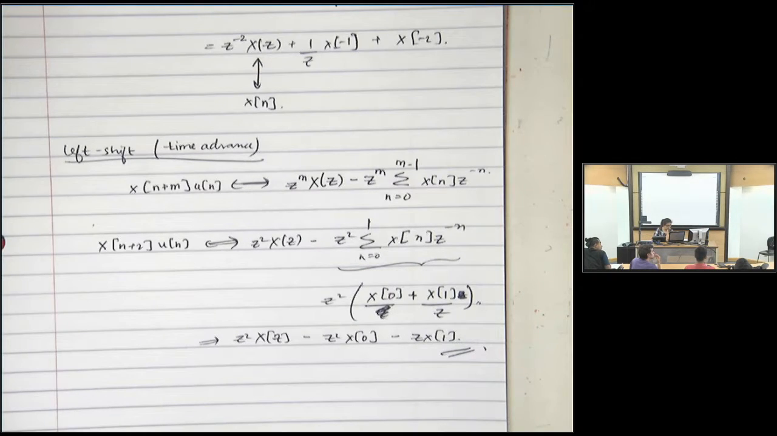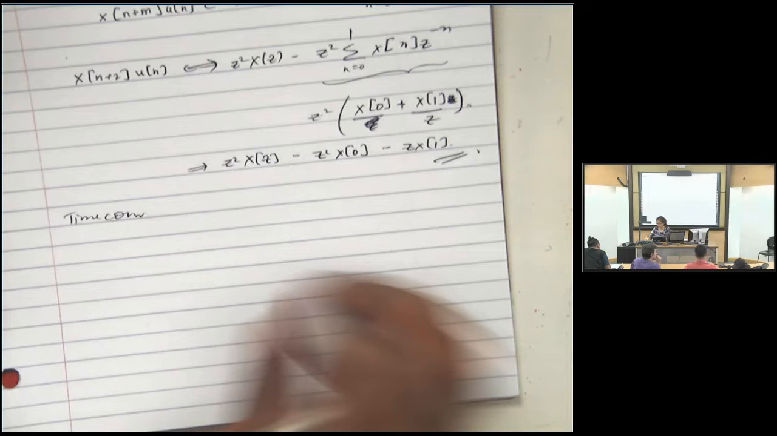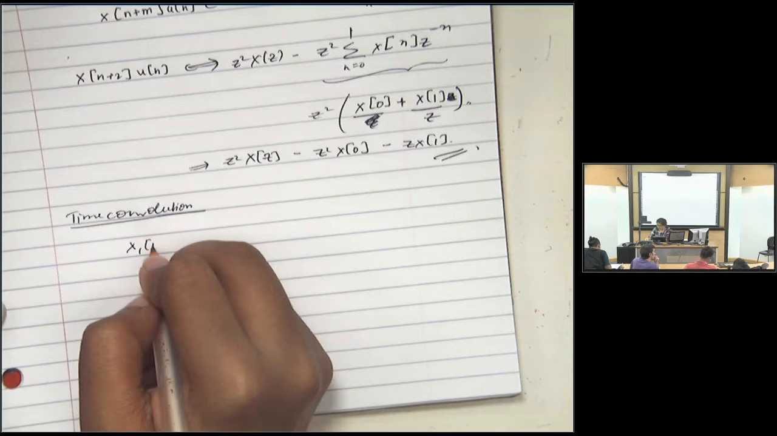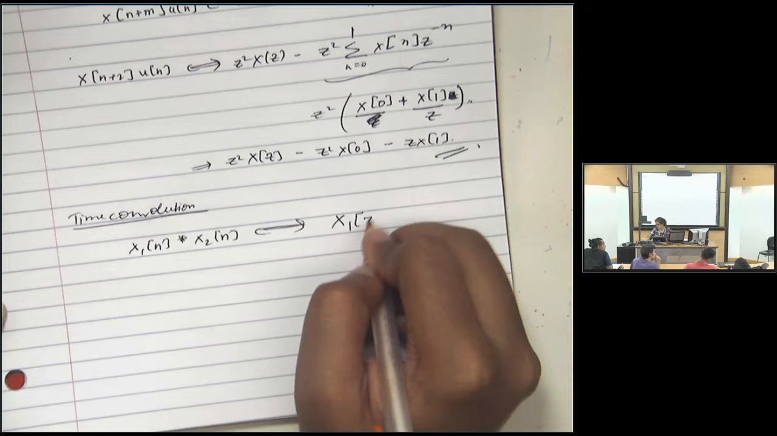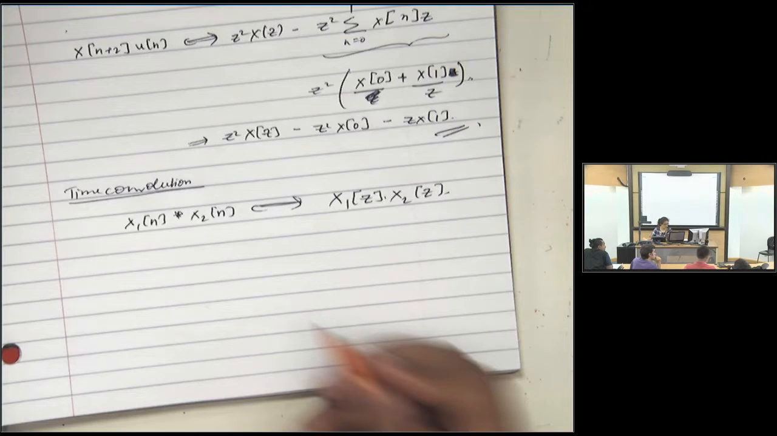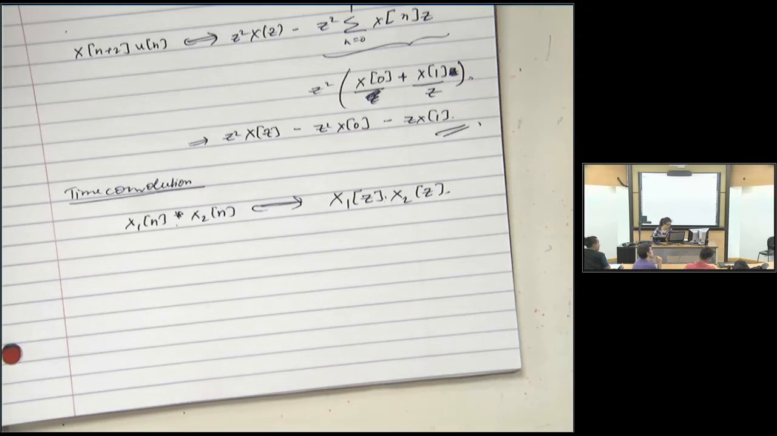Then we have, again, like we had in Laplace, that convolution turned into multiplication in S domain. Similarly, if we have time convolution, let's say x1n is convolved with x2n. In Z domain, this will become x1z multiplied with x2z. So whenever you do your transformation, convolution becomes multiplication. Okay, so that's the major properties that we have.